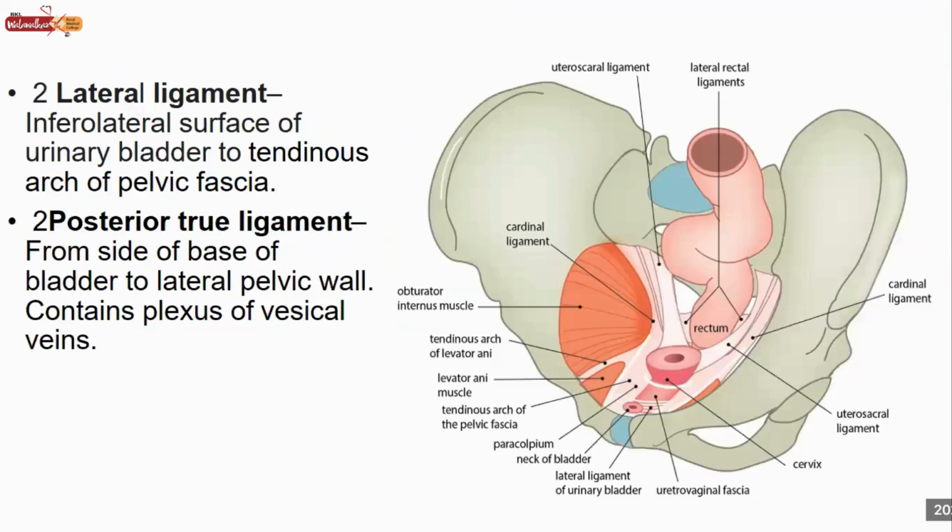Now coming to the lateral ligament. It extends from the inferolateral surface of the urinary bladder and goes laterally to the tendinous arch of the fascia. You can see here the tendinous arch of the fascia to which the ligament gets attached laterally. The two posterior ligaments which we see go from the side of the base of the bladder to the lateral pelvic wall, and they contain the plexus of vesical veins.